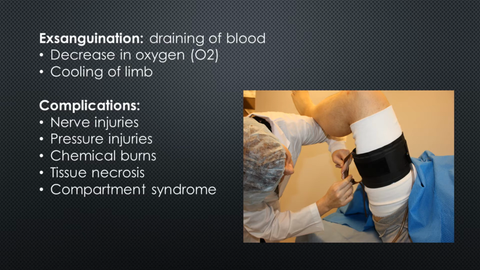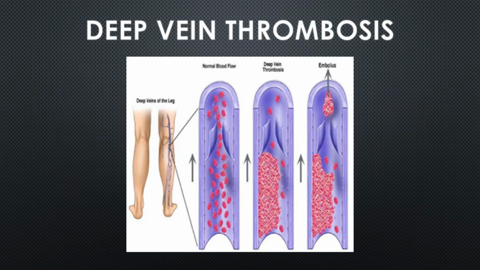When a limb is exsanguinated, meaning drained of blood, a decrease in oxygen and cooling of the limb occurs. Complications can arise, including nerve injuries, pressure injuries, chemical burns, tissue necrosis, and compartment syndrome. A more serious and fatal injury that can occur is deep vein thrombosis.